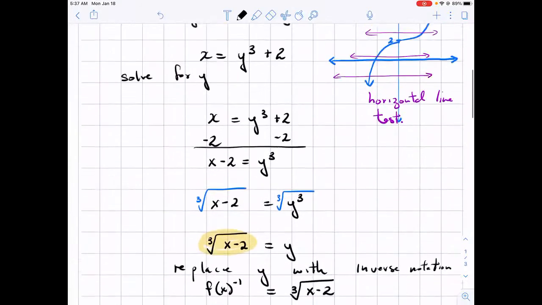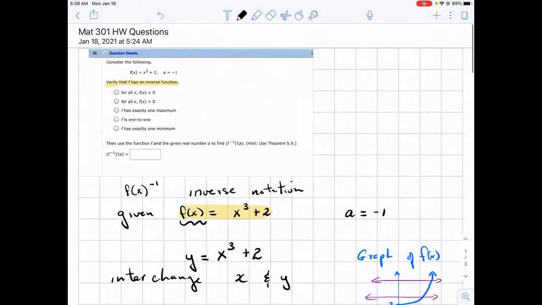And that's the reason if you look at some of the answers, they give this notation here. Now in your scenario, this function does have an inverse. So f is 1-to-1, and this here would be our choice.